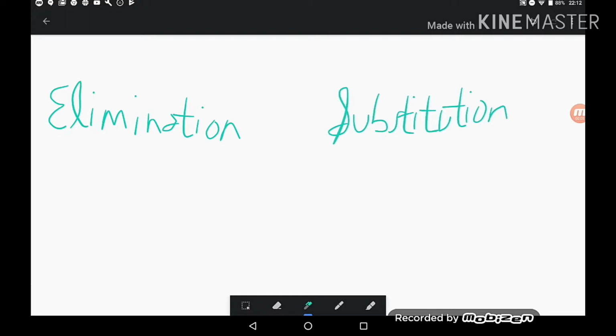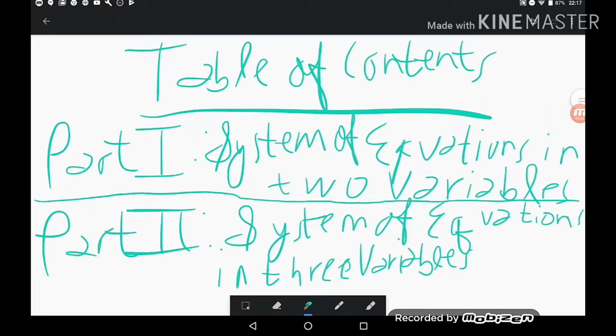In this two-part video, I will be showing you how to solve a system of equations using the two following methods: elimination and substitution. And as you can see, there is my table of contents. Part 1 of this video will be about solving systems of equations in two variables, and part 2 will be about solving systems of equations in three variables. So with all that being stated, let's get to work.